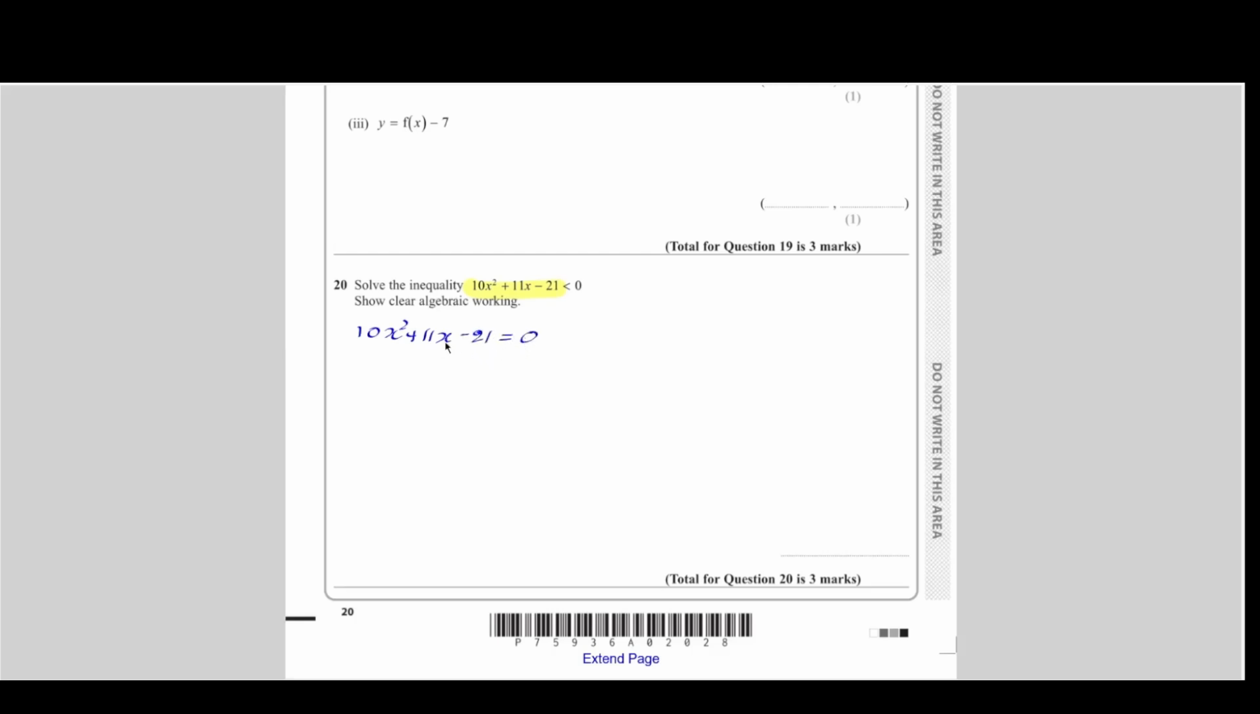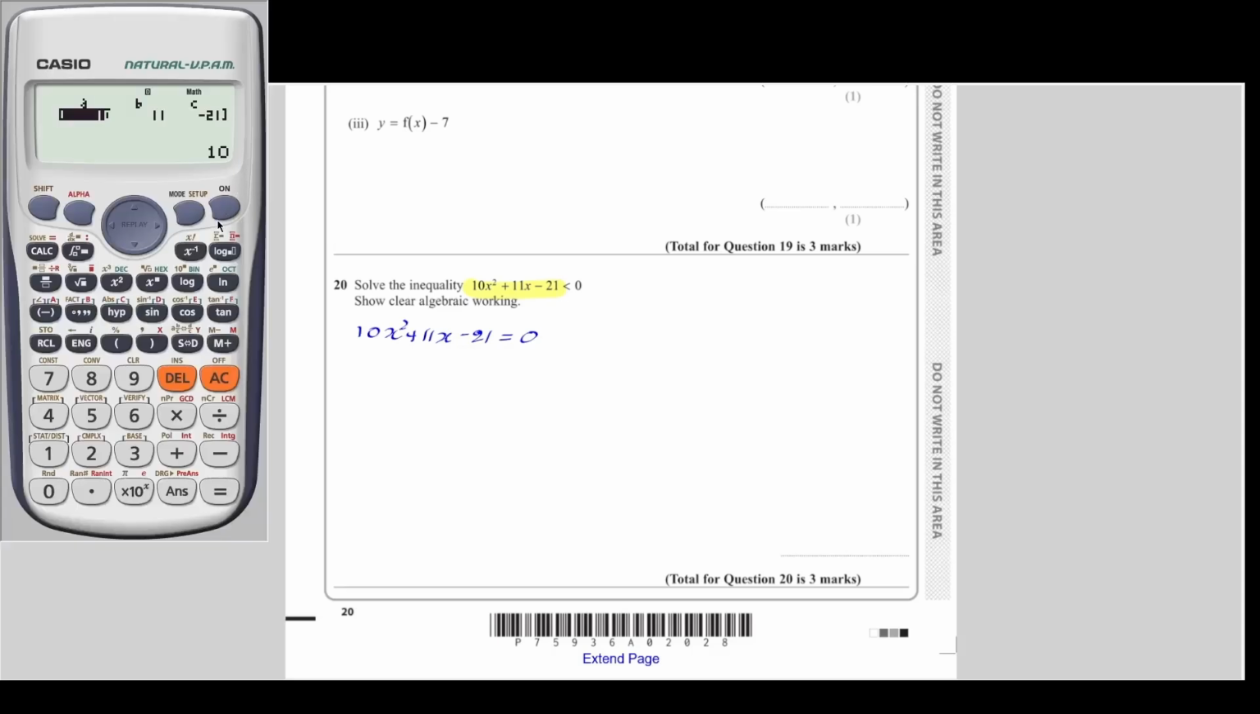After that, get the factors. Check whether there are factors. If not, you have to solve it using the formula. So I'm going to use the factors. To get the factors, I can use the calculator mode, which is mode 5 3. Remember the mode 5 3. So I'm going to check whether factors are available. 10 equals, 11 equals, minus 21 equals. So let's see the factors. Yes, factors are available. If you don't get factors, it will give answers with surds.